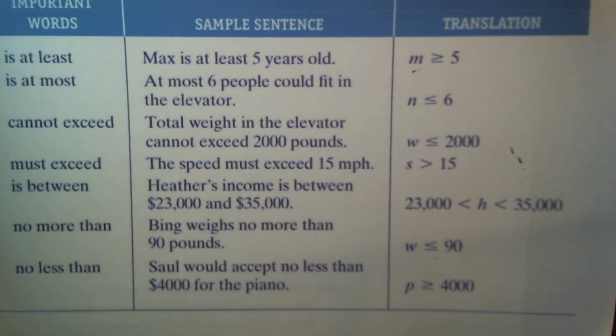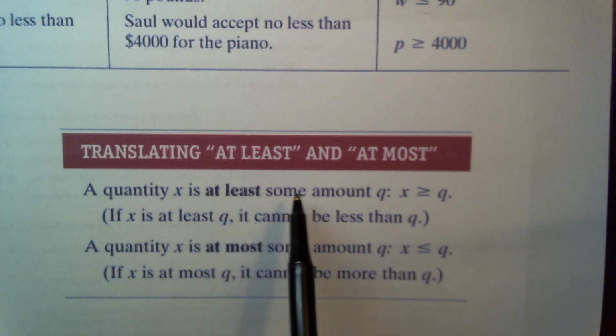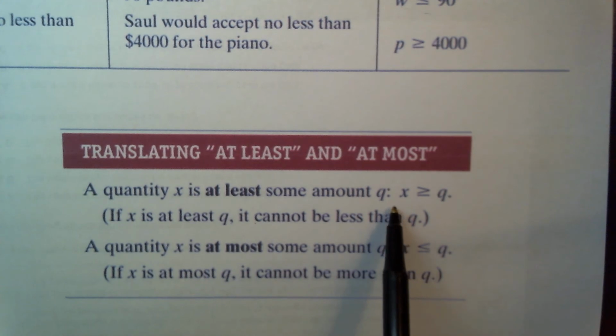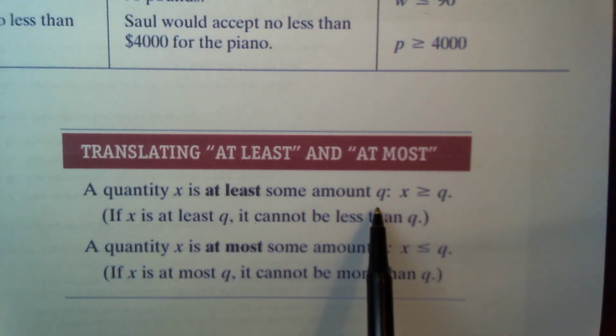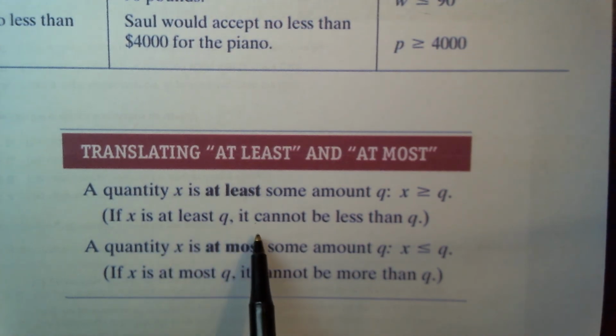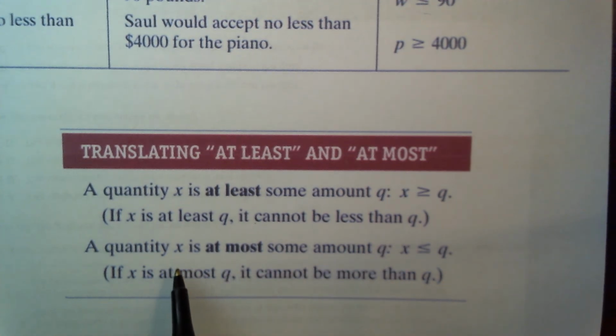the next few minutes. So here's kind of a subset of what we just talked about, translating at least and at most. A quantity x is at least some amount. That means x must be greater than or equal to that amount, in this case q. So in other words, if x is at least q, it cannot be less than q. That's the logic behind it. Similarly, a quantity x is at most some amount q, then x is less than or equal to q. In other words, if x is at most q, it cannot be more than q. So it has to be less than or equal to q.